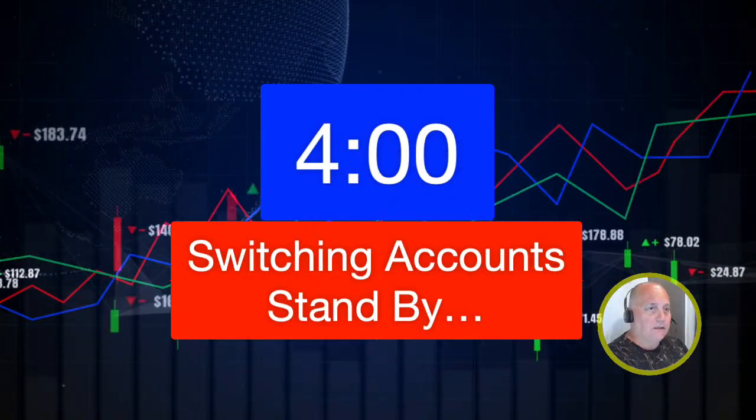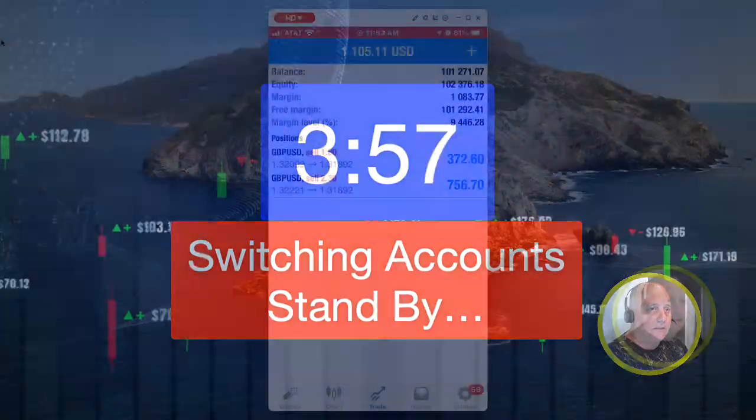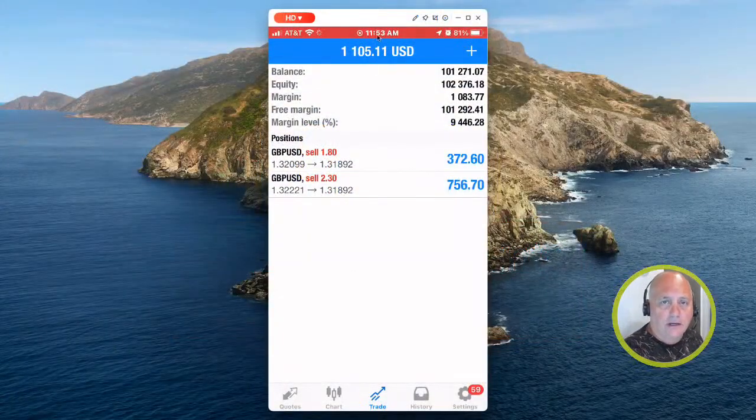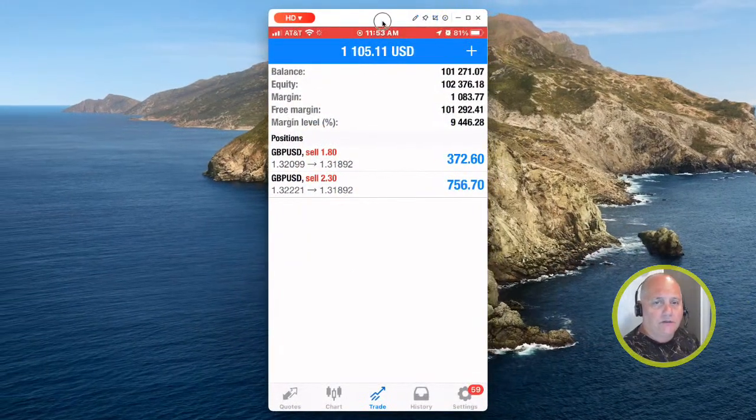Right here it is. And what we're looking at here is the free trade, and we are in 2 GBP USD trades. Now you might say, oh my God, look at this, this is massively profitable. Yes, it is. It's going to be. But let me explain to you what you're looking at here.